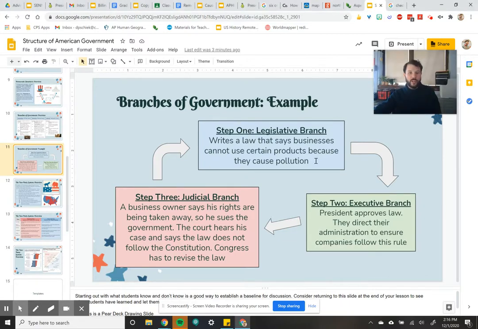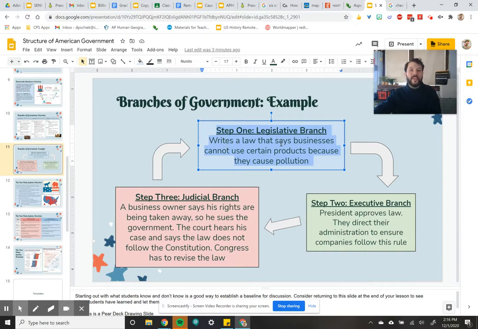So let's look at an example of how all of this works. So step one, we're going to start in our legislative branch. Legislative branch is going to write a law that says businesses cannot use certain products because they cause pollution. This is just hypothetical. So they write that law, they pass it, the president signs it. Great. Step two, the executive branch. The president is going to approve the law. The president has the choice to either approve the law or deny the law, something called a veto. In this example, the president is approving the law. And then they tell their administration to ensure companies follow the rule.